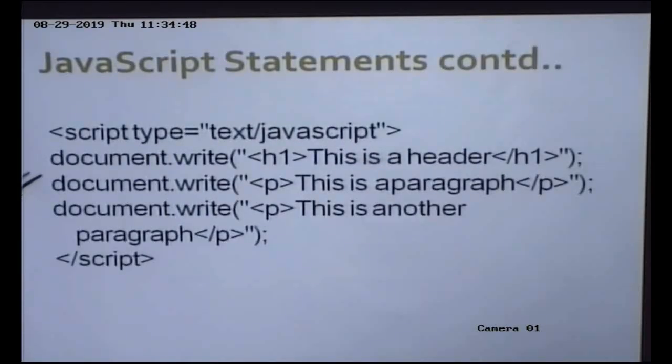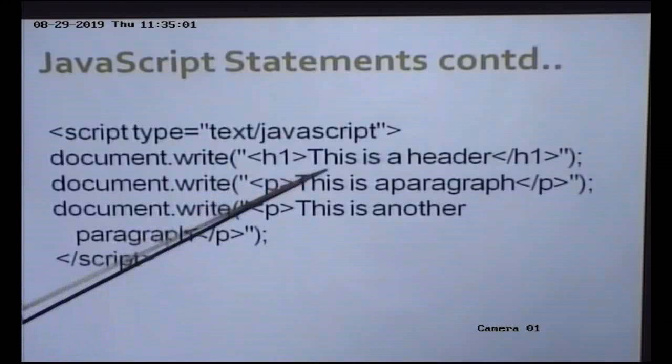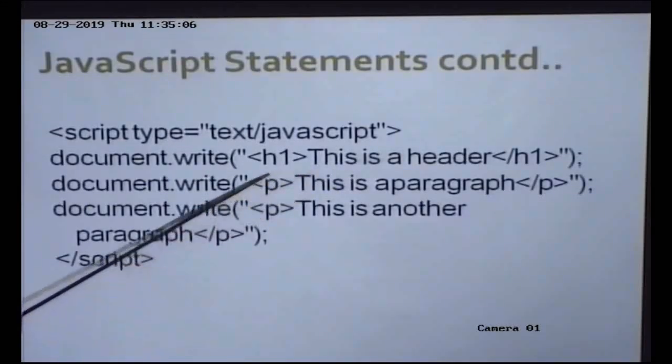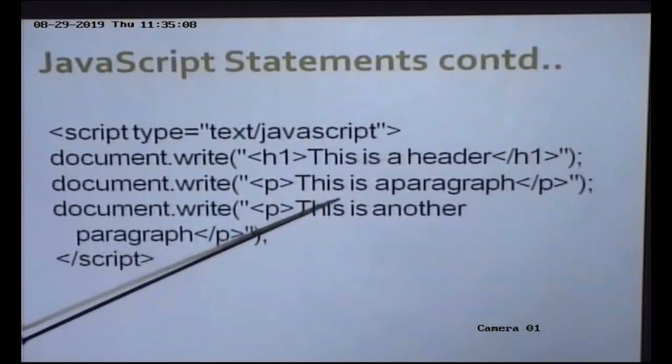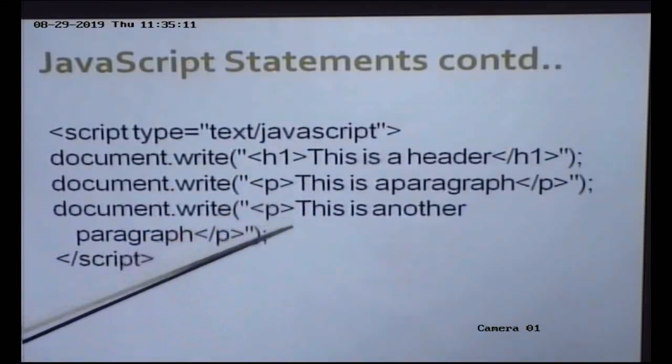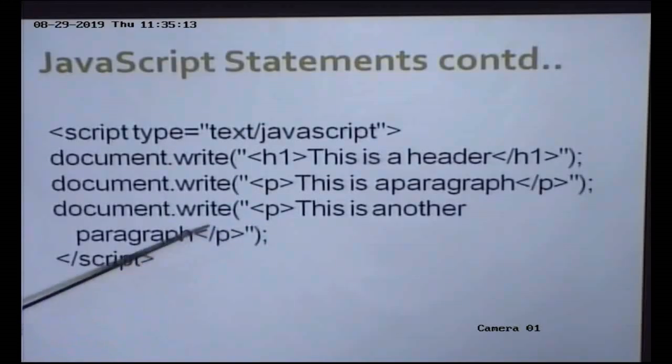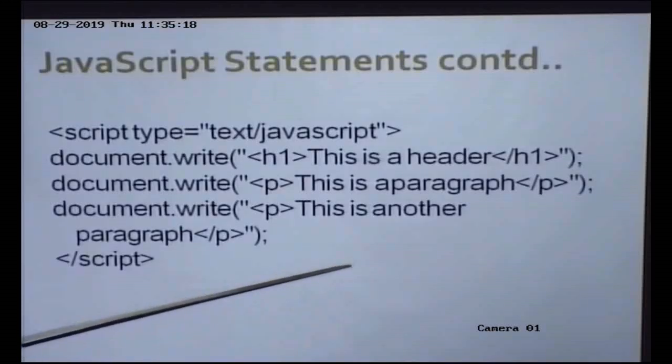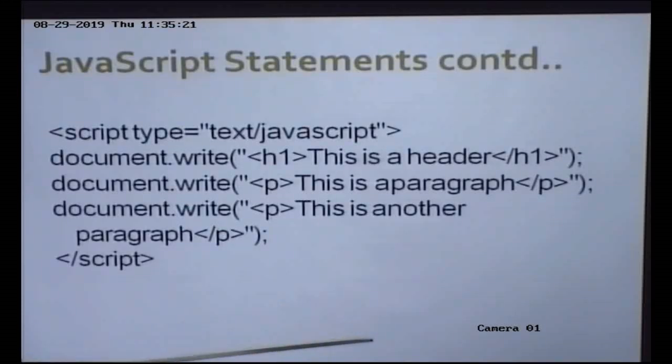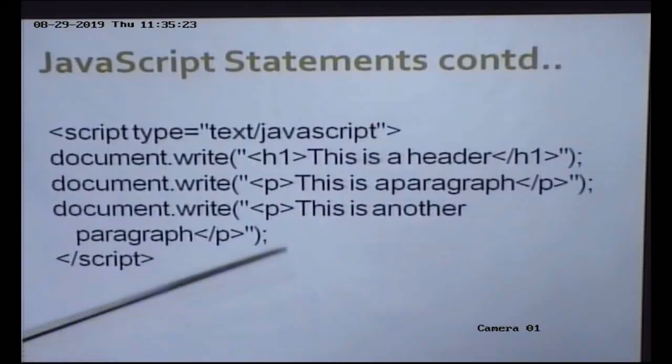Let's see. This is a multi-line script, many statements grouped in a script. See here, what will be the output for this script? This is a header, which comes to the h1 property, and this is a paragraph, which comes to the paragraph content, and this is another paragraph, which comes to the another paragraph content. So the exact output will be one header, one paragraph, and another paragraph, totally two paragraphs and one header.